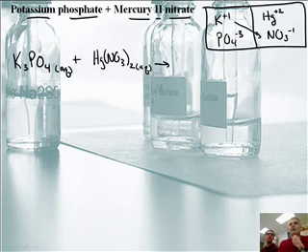You're just going to trade partners. Potassium's going to get together with nitrate. That's easy, 1 and 1. That'll be just KNO3, and that's also aqueous. And here comes our solid, if we put the mercury, 3 and 2. Make them 6.